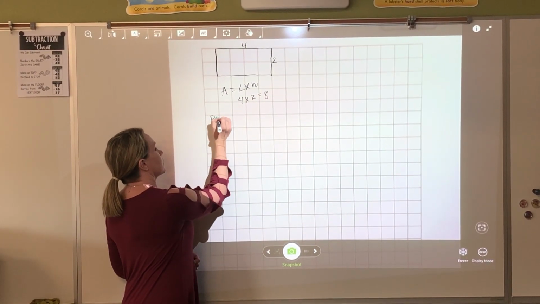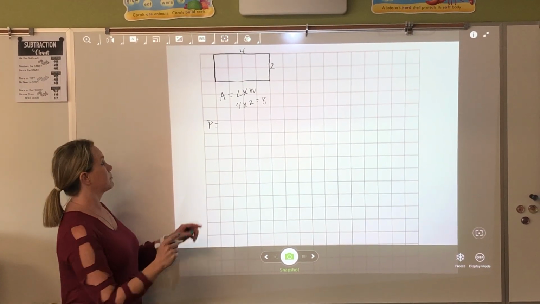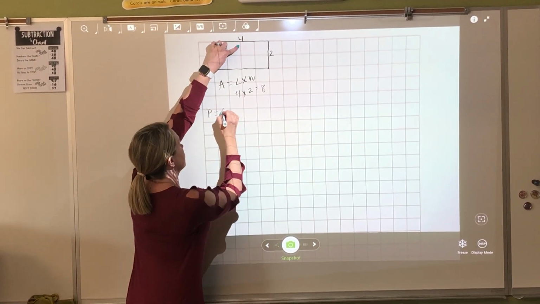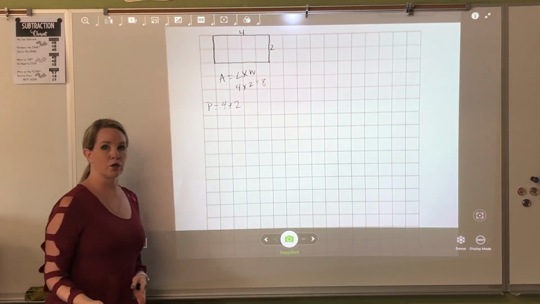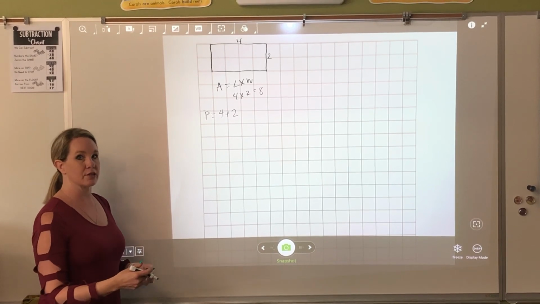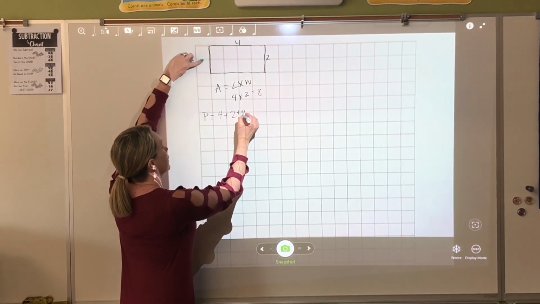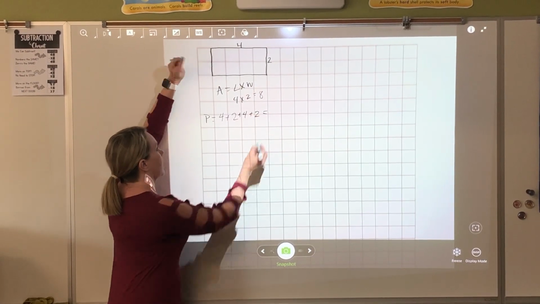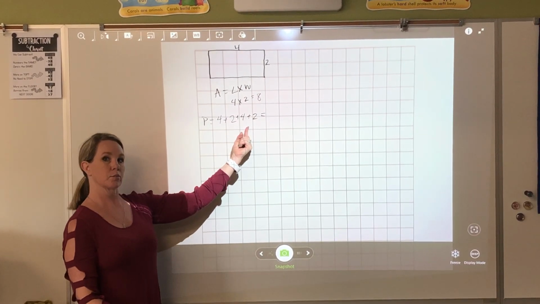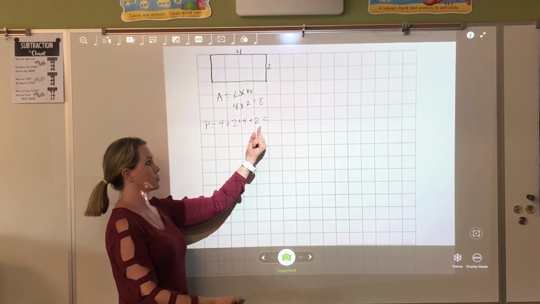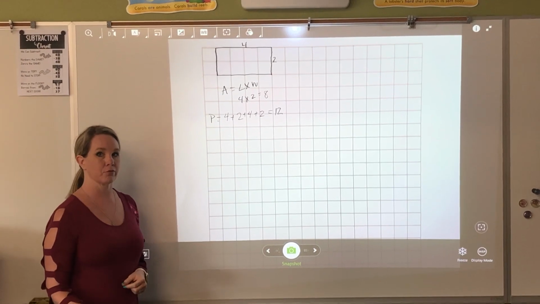My perimeter is found by adding all the sides of my fence. So I have a 4 here and a 2 here. We know that in a rectangle, opposite sides are the same length. So I'm going to have a 4 here and a 2 here. Add all those sides together. 4 plus 2 is 6, plus 4 is 10, plus 2 more is 12. We have a perimeter of 12.